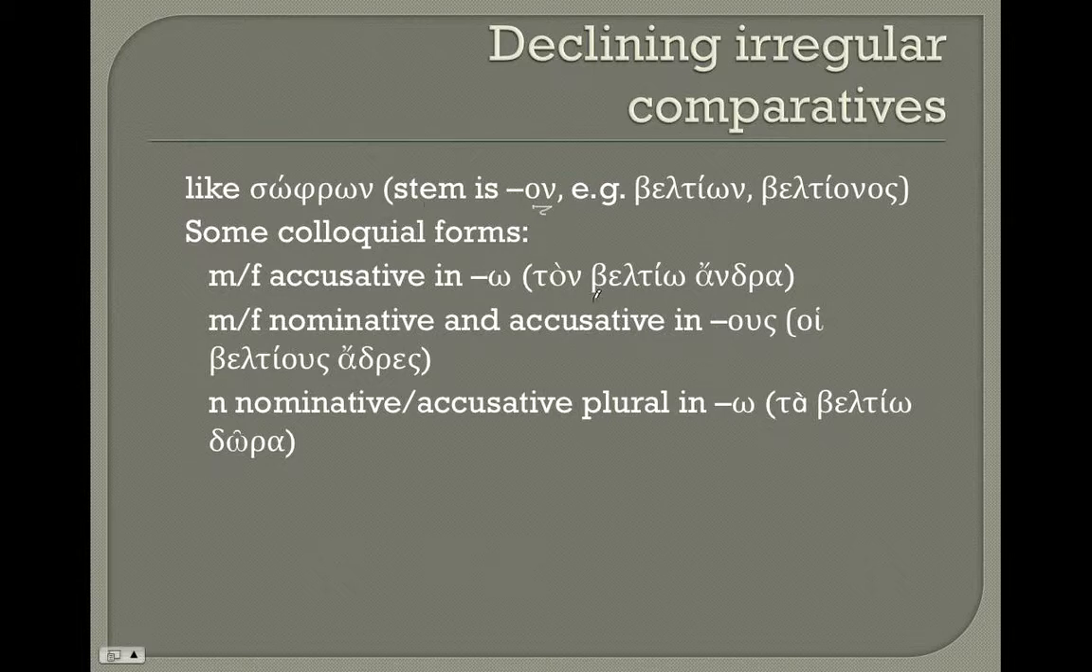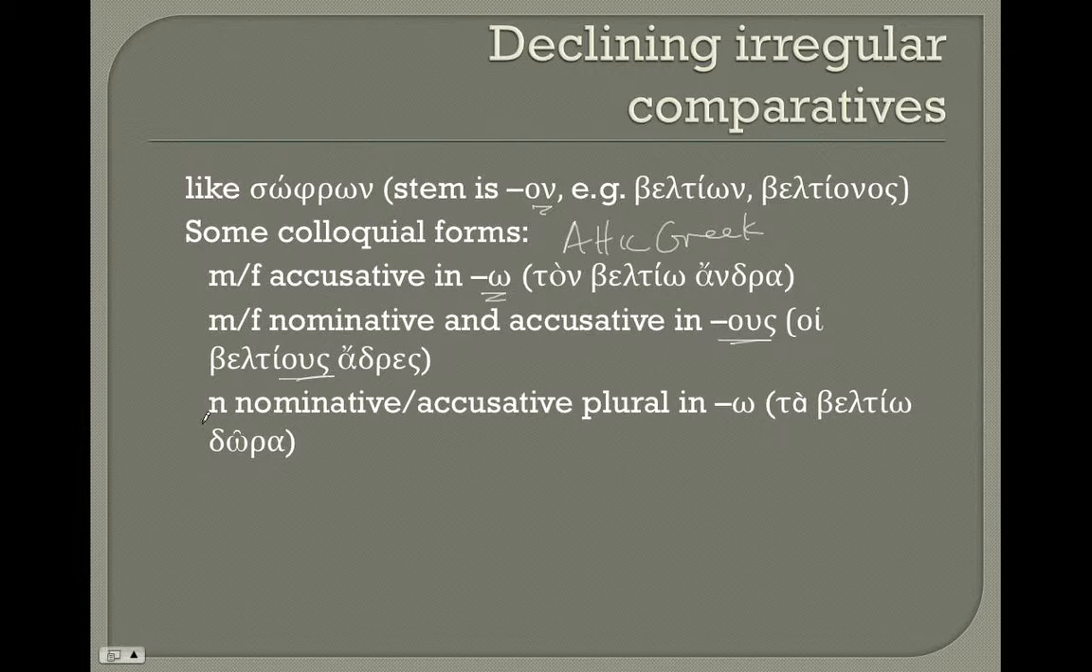Now there are some colloquial forms in Attic Greek, for Athenians. So Attic Greek has some forms which are exceptions. They will decline perfectly regular, like sophron, but occasionally you'll find a masculine or feminine accusative that ends in omega. So the better man is ton beltio andra instead of beltiona, which is what you'd expect. Or the masculine, feminine nominative and accusative plurals will end in us. So the better men, hoi beltius andres. So be careful. This looks like an accusative plural, but it can also be a nominative plural.